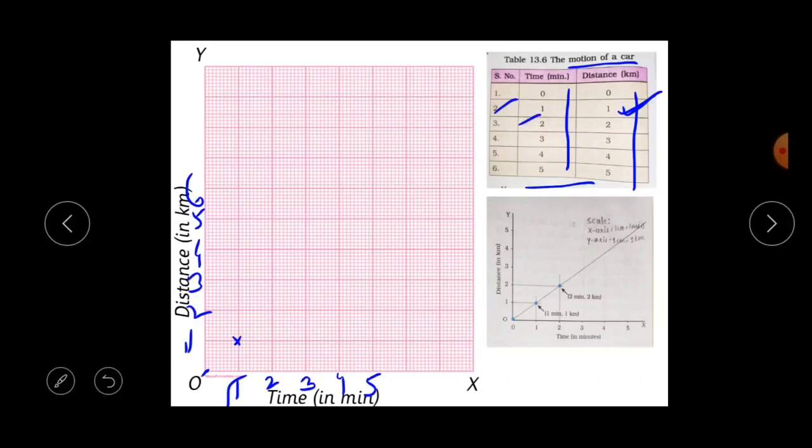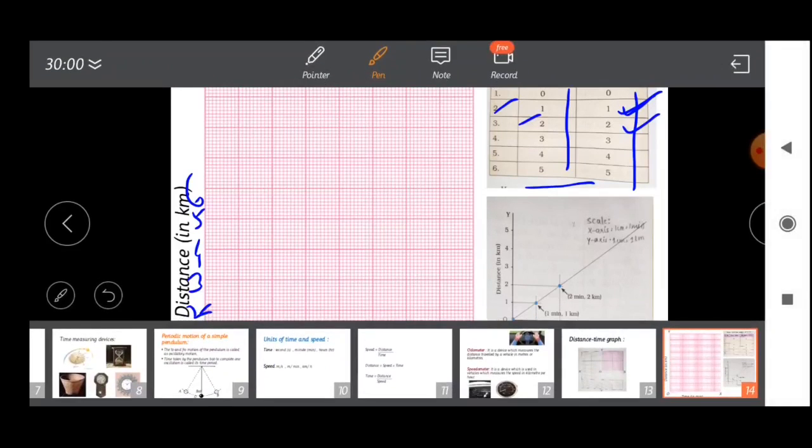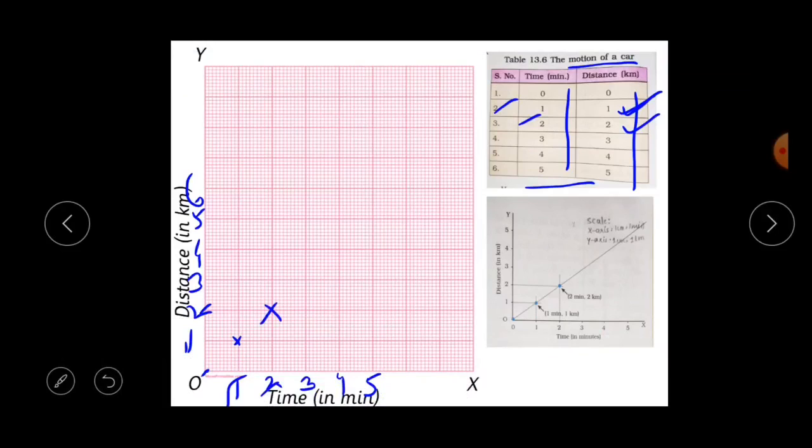Okay, next. In 2 minutes it travels a distance of 2 kilometers. Where is the 2 minute? Here is 2 minute. And where is the 2 distance? Here is the 2 kilometer distance. So we'll take this here. From here the time is 2 minutes and the distance is 2 kilometers. And from here 1 kilometer, 1 minute. Okay. Next.